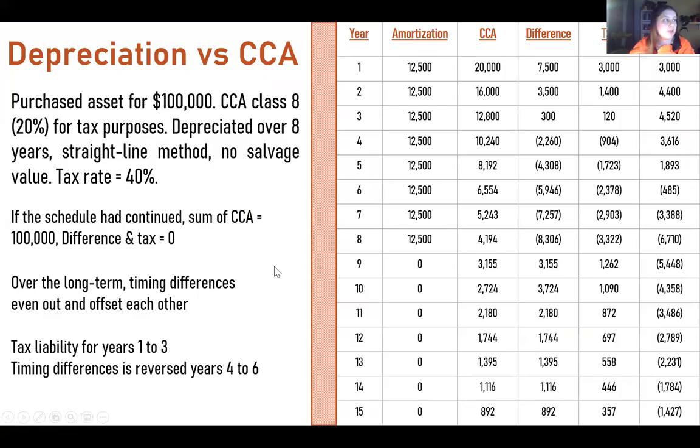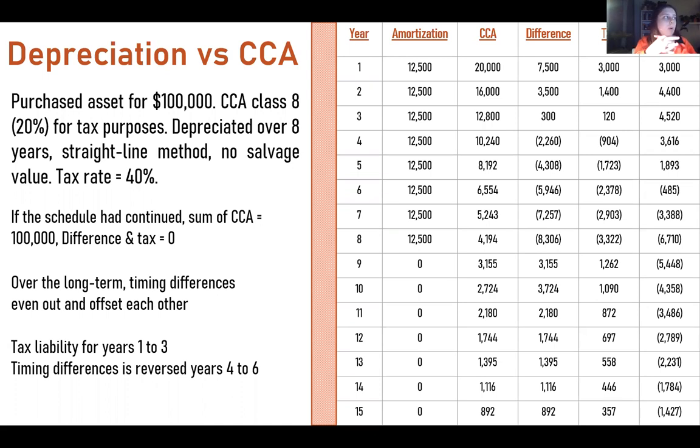For depreciation versus CCA, what happens most of the time is that CCA is a percentage of the carrying value of the asset. So in the first few years, your CCA is probably going to be bigger than your depreciation expense. And as time goes on, it's going to switch. Your depreciation expense is going to be bigger than your CCA. And eventually it's going to switch again so that your CCA is bigger than your depreciation expense.